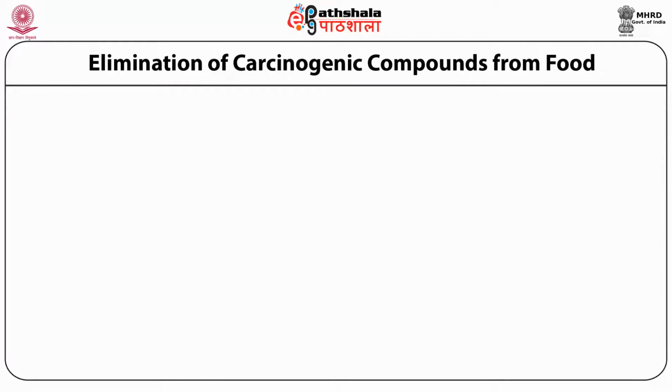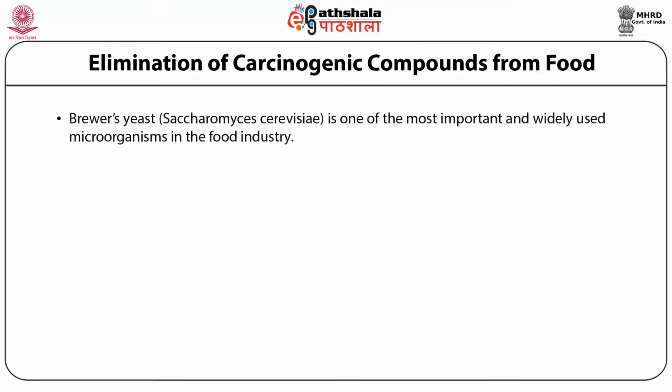And now the next topic is the elimination of carcinogenic compounds from the food. There is a very good example of brewer's yeast, that is Saccharomyces cerevisiae, which is one of the most important and widely used microorganisms in the food industry. Especially, Saccharomyces cerevisiae is used during the manufacture of wine, beers, and other beverages.